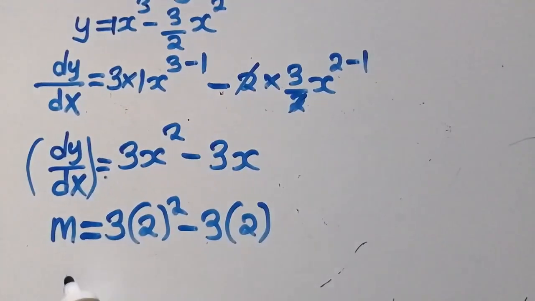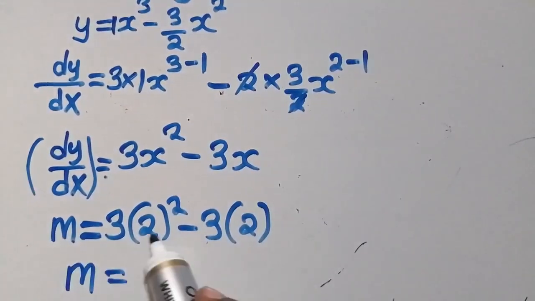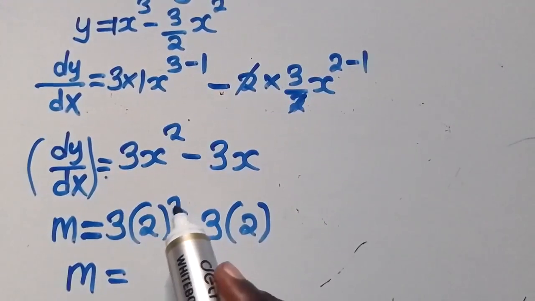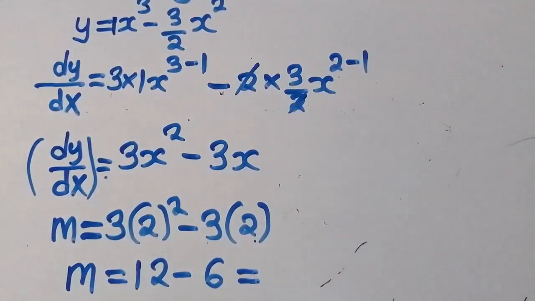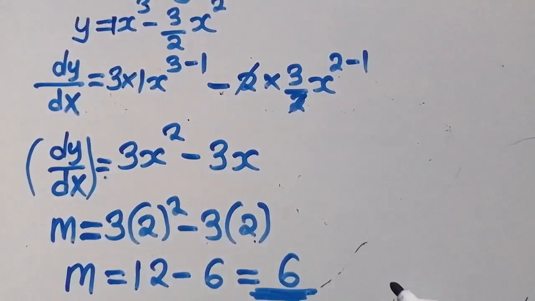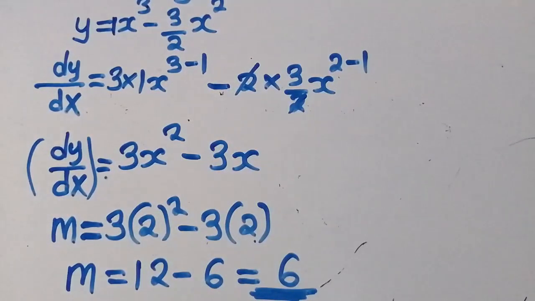So we substitute, we say m is equal to, here what are we having? 2 squared is 4, times 3, it is 12. Minus, what is 3 times 2? 6. Then finally, what is your answer? 6 as your answer. So this is your answer as your gradient. Your gradient is 6.